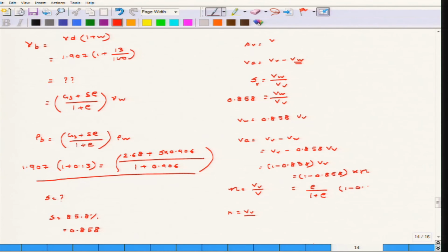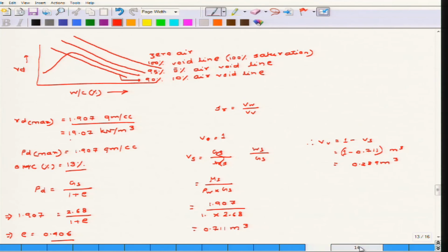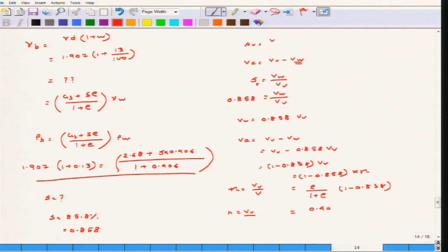So, 1 minus 0.858, and e is given as 0.406. So, 0.406 by 1.406 into 1 minus 0.858. This is the volume of air, assuming that the total volume of the soil is equivalent to 1 meter cube or 1 centimeter cube, whatever, but unit volume of the soil is taken.